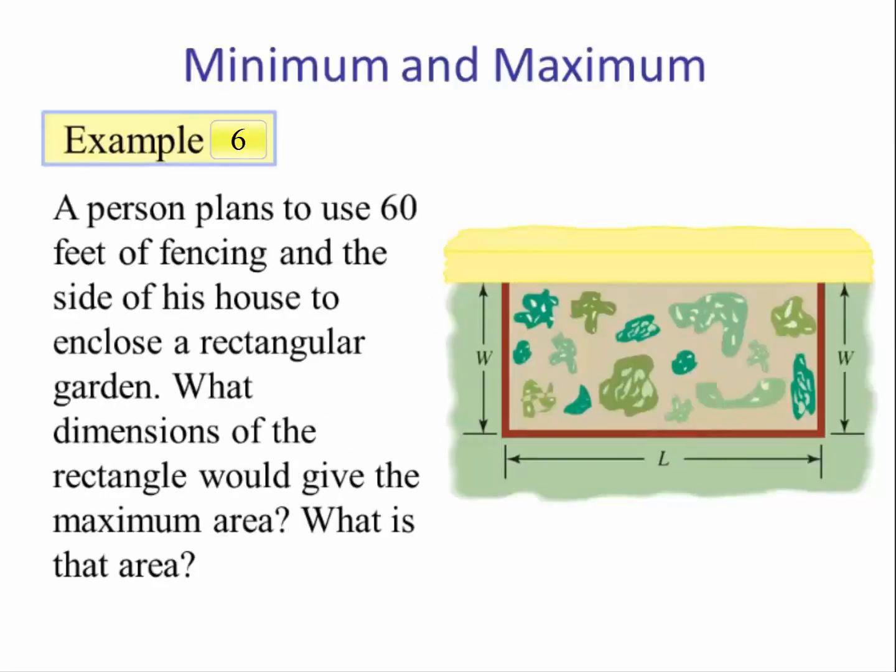A person plans to use 60 feet of fencing and the side of his house to enclose a rectangular garden. What dimensions of the rectangle would give the maximum area? What is that area? So from the picture, here's the side of the house. We have W, L, and W that will make the fence, and W plus L plus W will equal 60. We want to know what is the maximum area that we can have using this 60 feet of fencing.